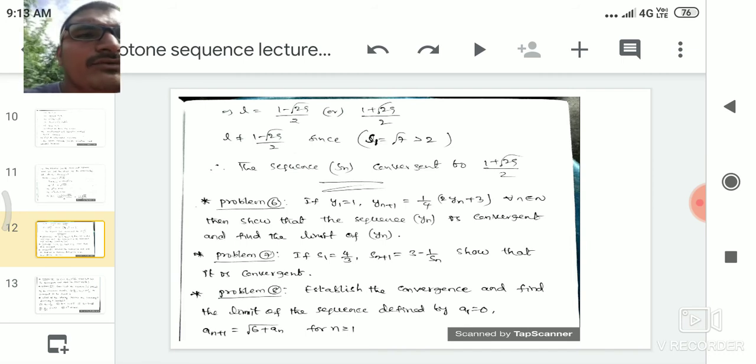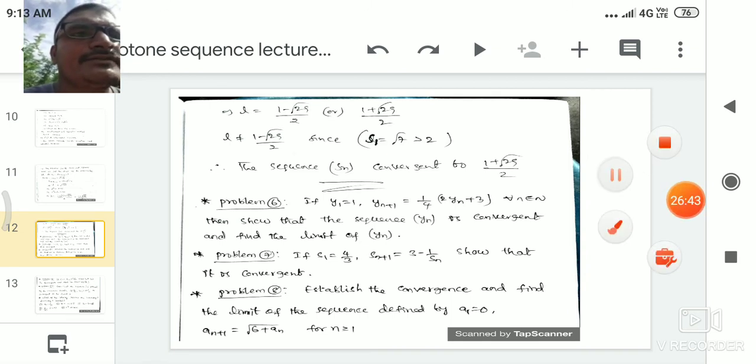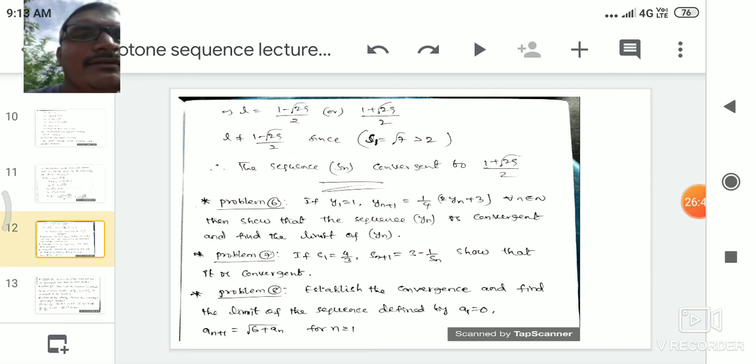Problem 7. If s1 is equal to 4 by 3, s(n+1) is equal to 3 minus 1 by Sn, show that it is convergent. Show that it is convergent.